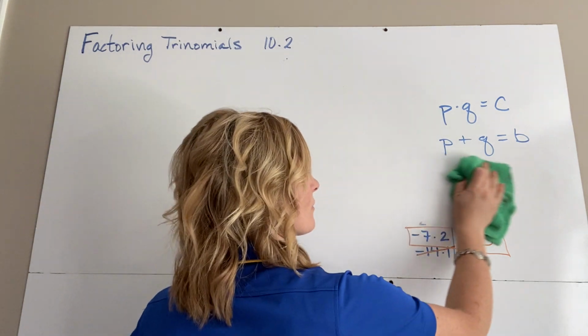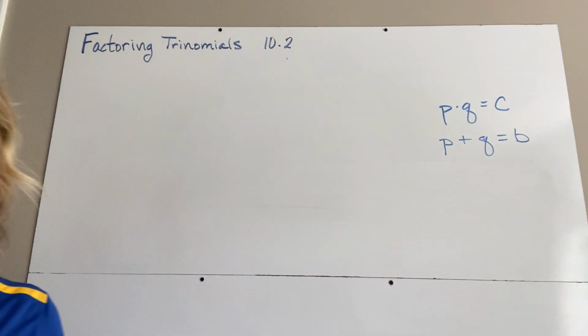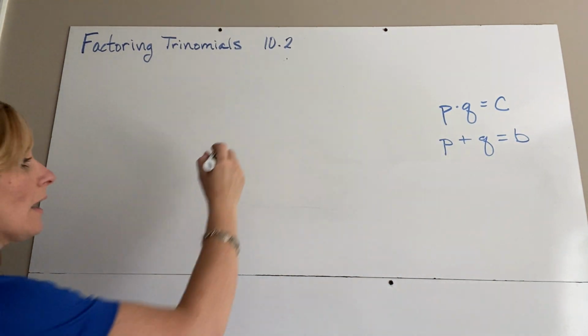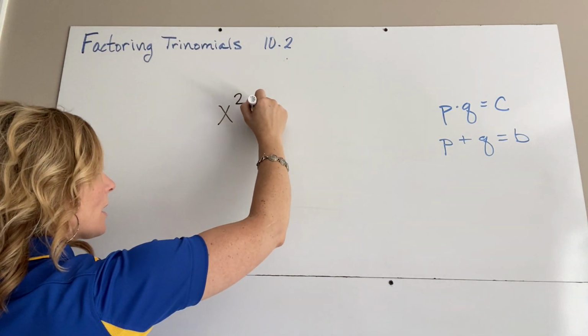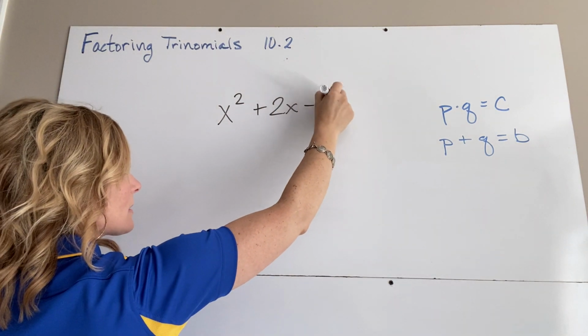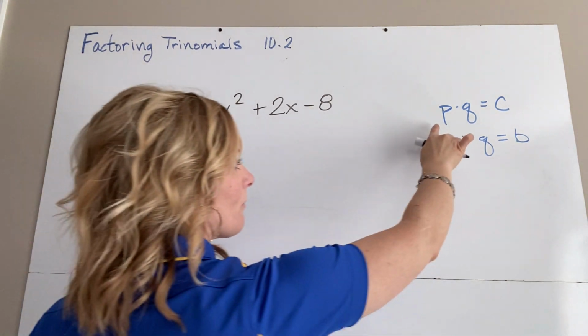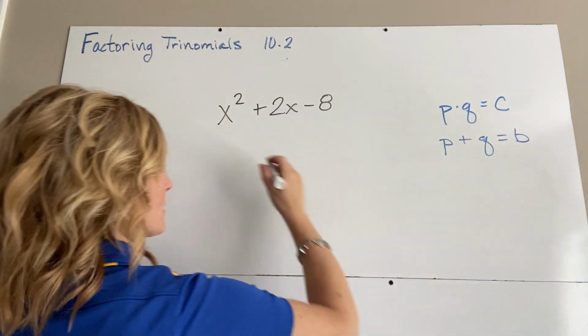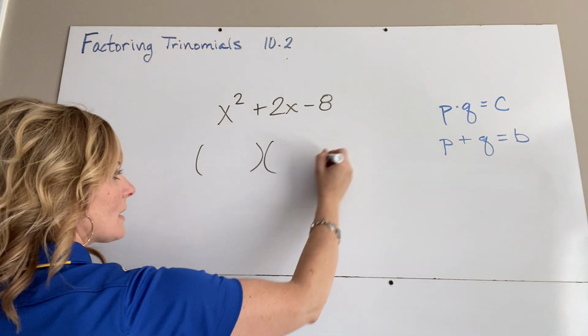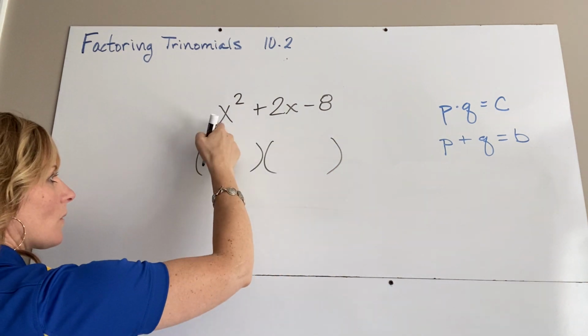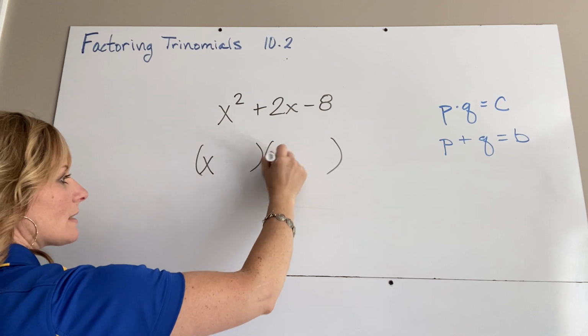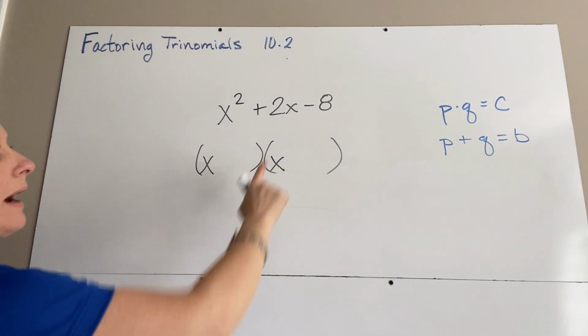Oh, here, this is still from number 1. Okay, number 2 from the homework. X squared plus 2x minus 8. Okay, here we go again. We have P times Q equals C, P plus Q equals B. Here's our parentheses. I can set them because I know what's going to go in them. I have an X times an X is the only way to get X squared.